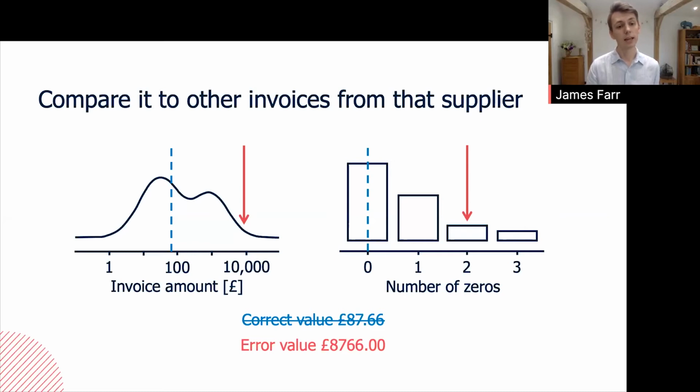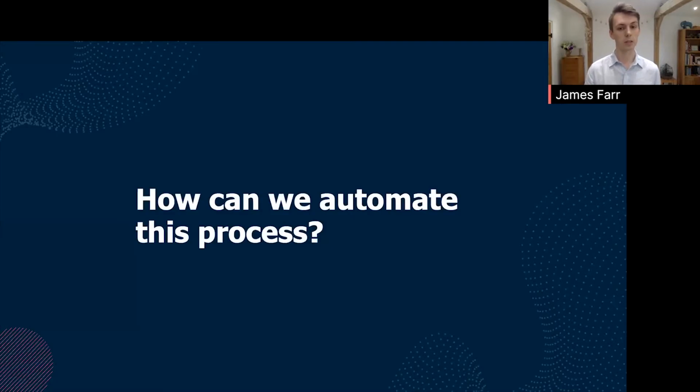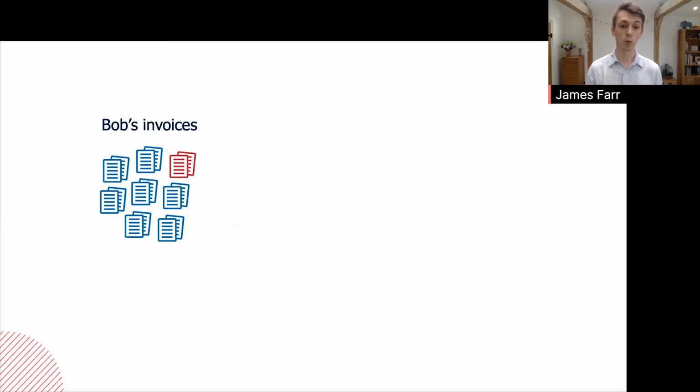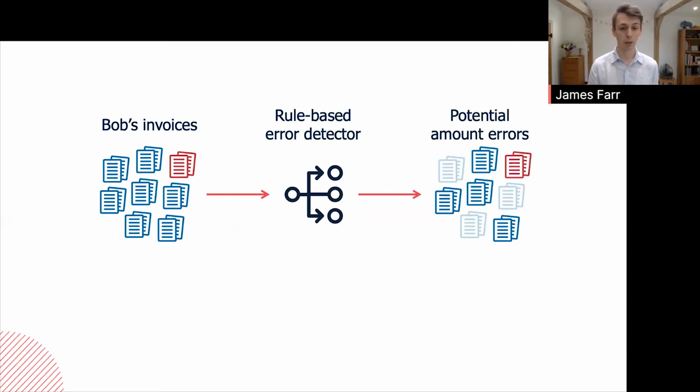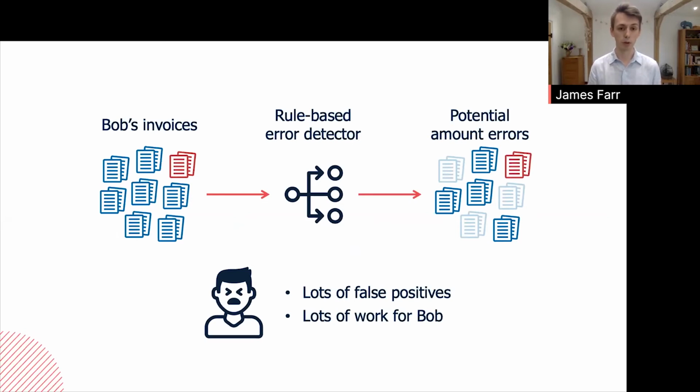Bob, though, is a busy guy. He doesn't have time to look at these graphs for every single invoice he receives, and so he wants to automate this process. Traditionally, he might do this by feeding all of his invoices into a rule-based error detector, which uses a set of predetermined rules to flag potential amount error invoices. Typically, though, these systems produce a large number of false positives, invoices that are correct, but which the rule-based detector thinks might contain an error. Bob will have to then check through all of these invoices manually, meaning lots of work for Bob and making him thoroughly miserable. Fortunately, though, the story does not end here.